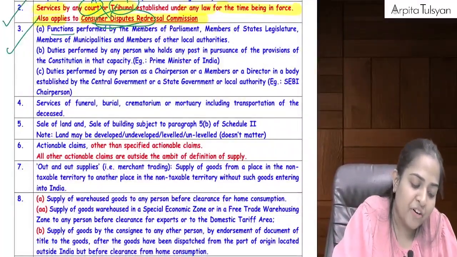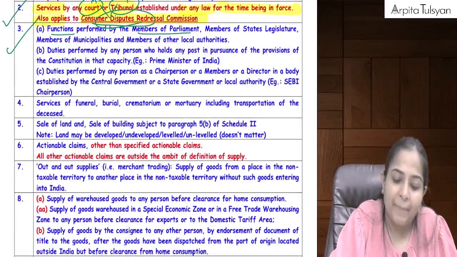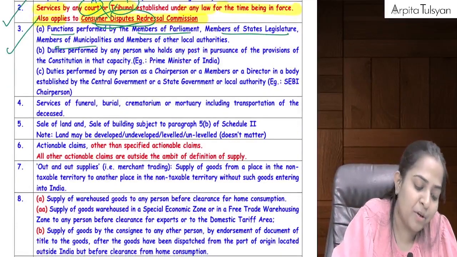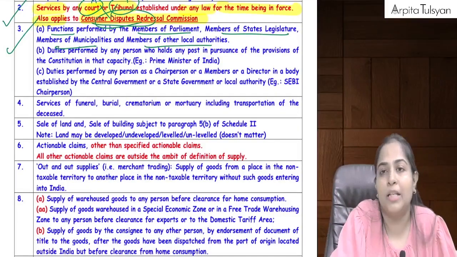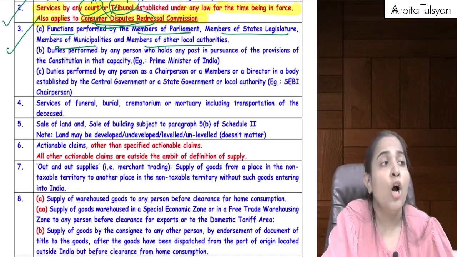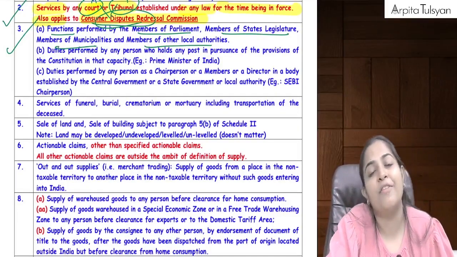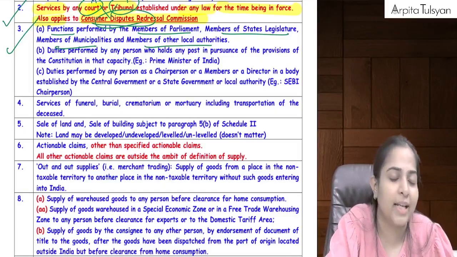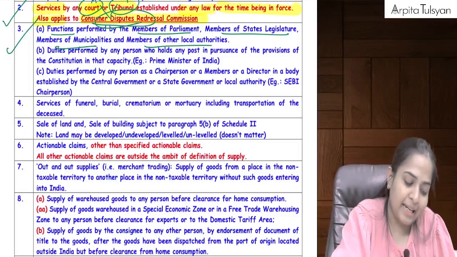Then after that, the third point. If there are any functions performed by the members of parliament, members of state legislature, members of municipality, members of other local authority, MPs, MLAs, etc., whatever functions they are performing and whatever charges they are getting for that, on that also there is no GST applicable.